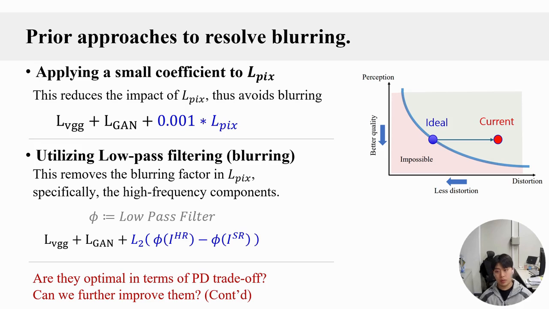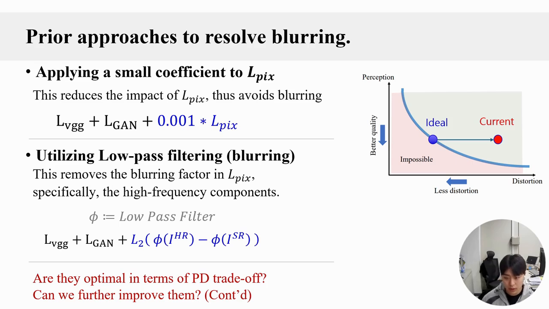Now, given the concept of the perception distortion trade-off, we'll discuss if prior approaches are optimal. They either multiply a small coefficient to LPix or apply low-pass filters before it. This design is to reduce the impact of high-frequency components from being penalized, which is a fundamental cause of the blurring phenomena. However, later I'll show that these conventions both lose more reconstruction guidance than required.